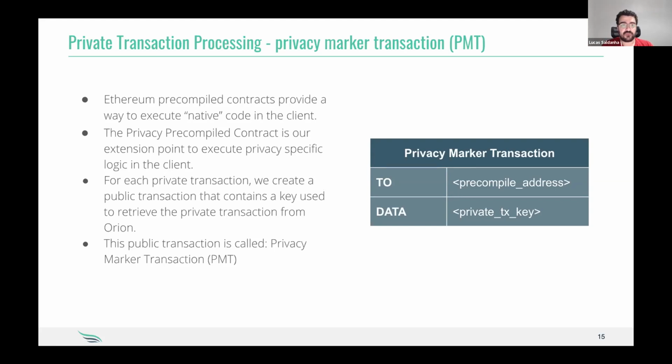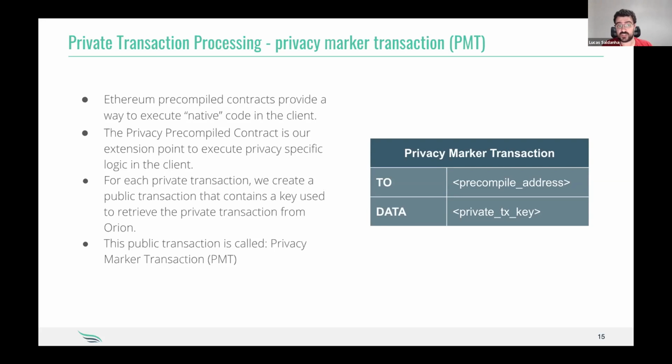The second piece of information there in the PMT is the data field. So the data field is going to contain a key that can be used to retrieve the original private transaction from Orion. Remember, Besu is going to use Orion to encrypt and distribute the private transaction to all the participants. And when Orion does so, it gives back to Besu a key that can be used to retrieve that private transaction when you want it back.